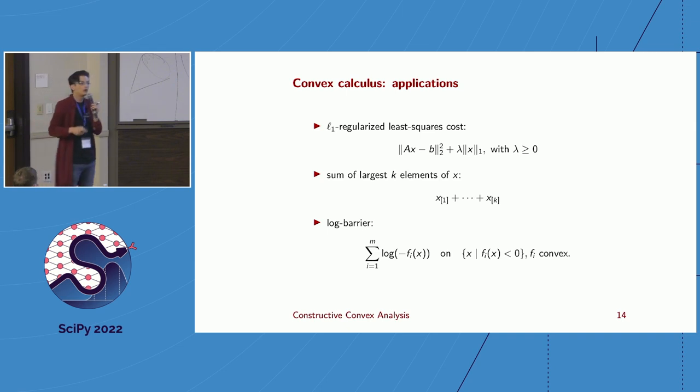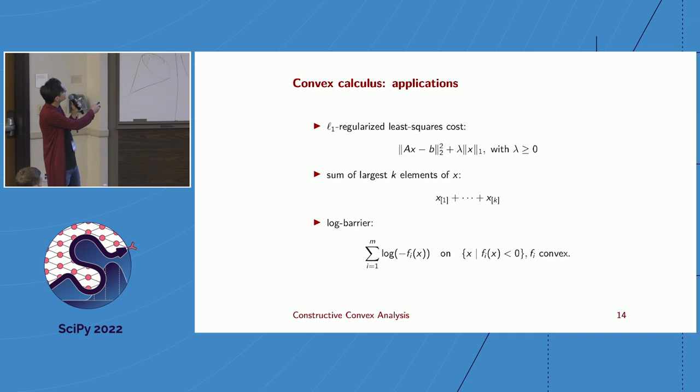I also said that all norms were convex. So we have here the L1 norm, that's the sum of the absolute values. And lambda, our regularization parameter, was non-negative. So this term is convex. And then the sum of convex things is convex. So this is the quintessential example when you're tasked with constructing a convex function starting with simpler ones.